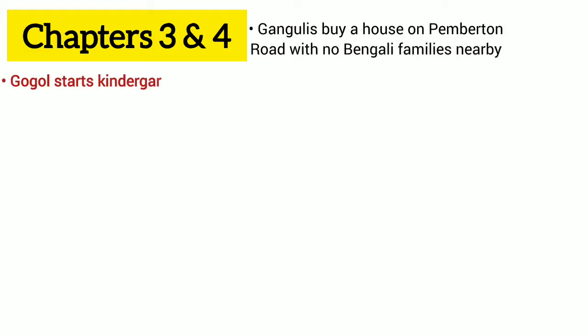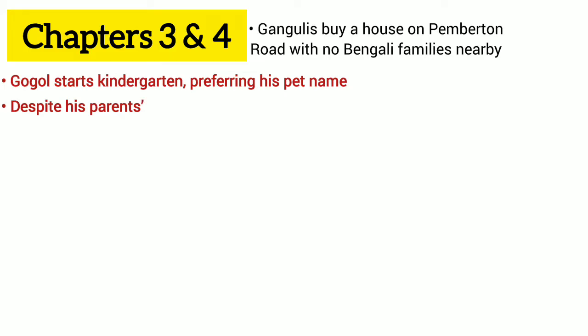Gogol starts kindergarten, preferring his pet name to Mrs. Lapidus, the school principal, despite his parents' insistence on his formal name being Nikhil. Ashima gives birth to a daughter officially named Sonali but nicknamed Sonia. And the family learns about the deaths of Ashok's parents and Ashima's mother through phone calls in the following years.